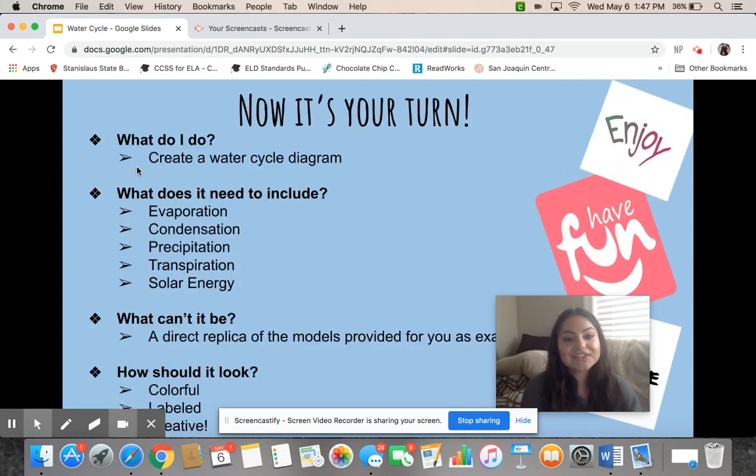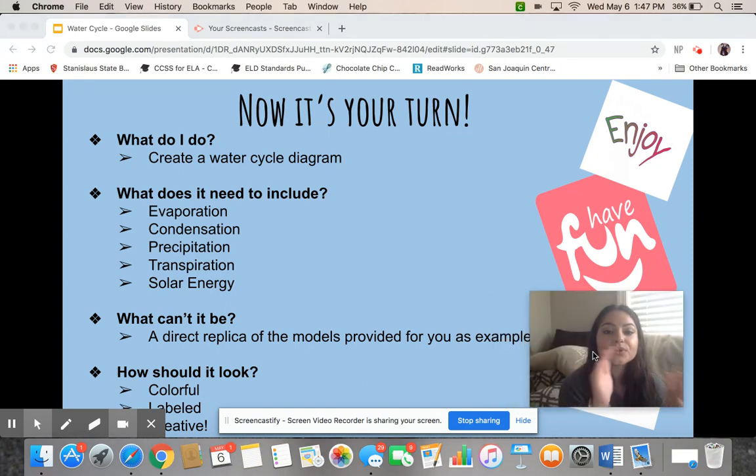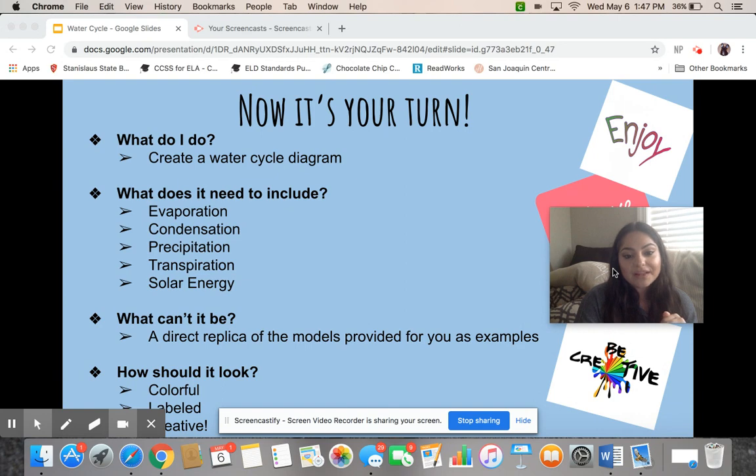So now it's your turn. We are going to create a water cycle diagram. What does it need to include? It needs to include all the terms that we covered: evaporation, condensation, precipitation, transpiration, and solar energy. What can't it be? A direct replica of the models provided for you as examples. So it can't be the same model that was in the video, nor can it be the same model that was on my slideshow. How should it look? Colorful, labeled, and creative. So I hope that you guys have a lot of fun with this.